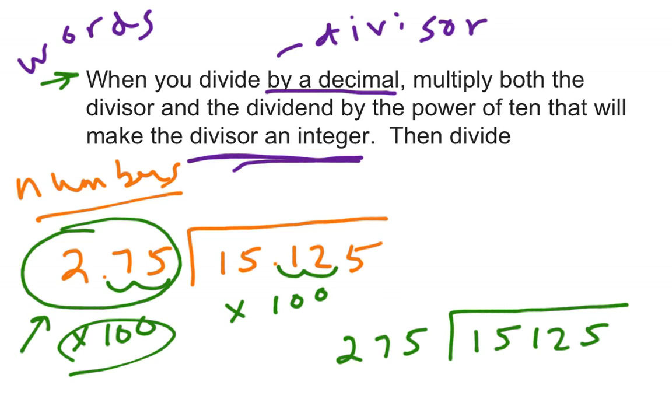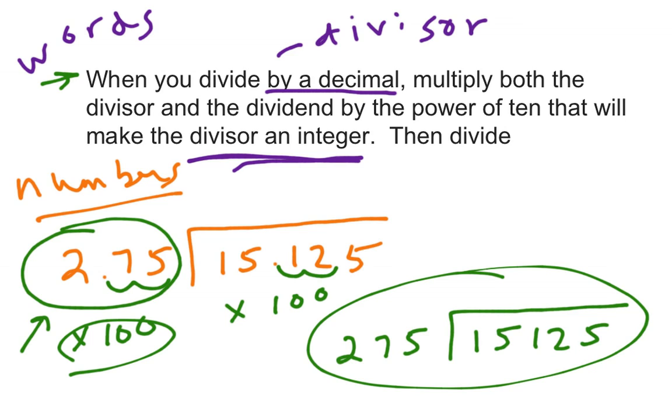And then we would just do long division. So now we have a regular long division problem. Sometimes this dividend will still have a decimal in it, which is fine. The one that cannot have a decimal is the divisor. So you had to change that one.